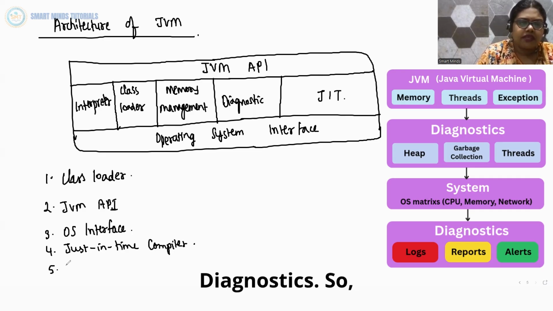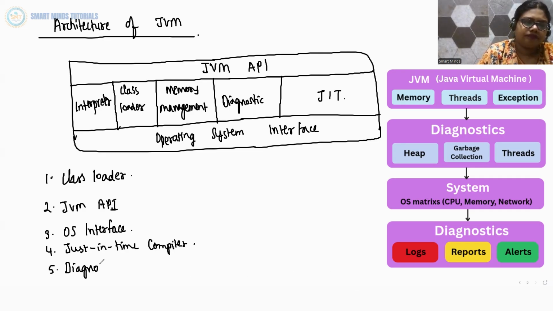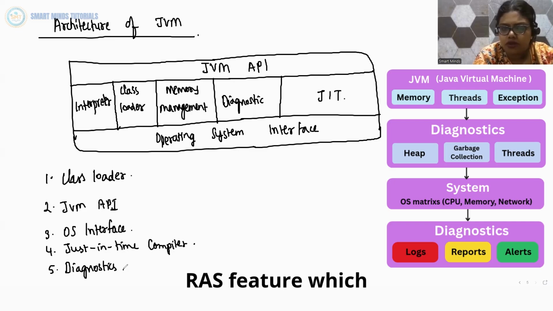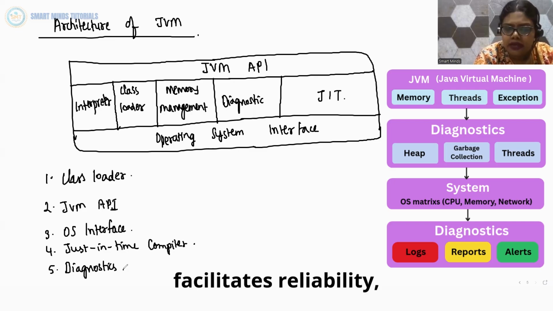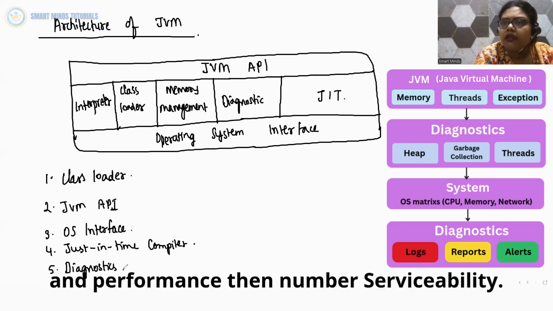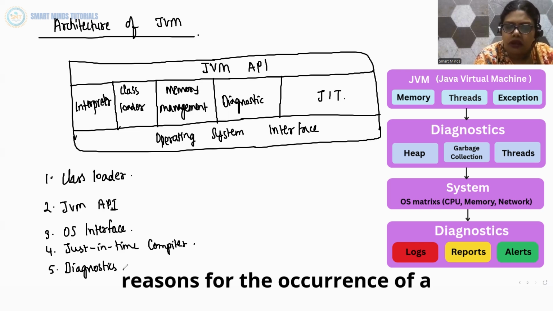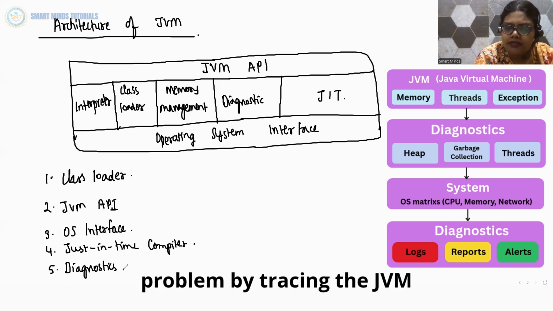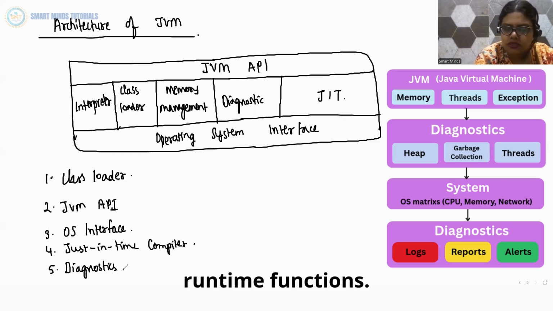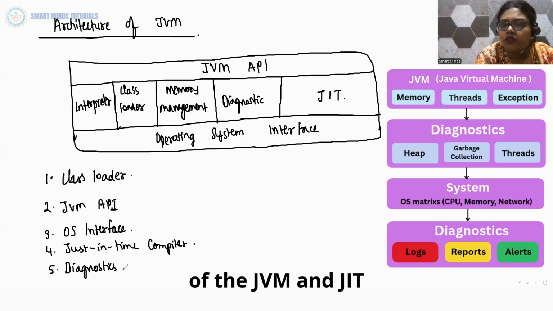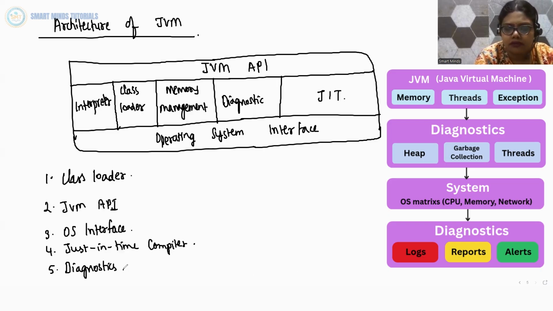Then number five is diagnostics. The diagnostics component ensures RAS feature, which facilitates reliability, availability, and serviceability. These features help in finding the reasons for the occurrence of a problem by tracing the JVM runtime functions. And the result is generated from different portions of the JVM and JIT compiler.